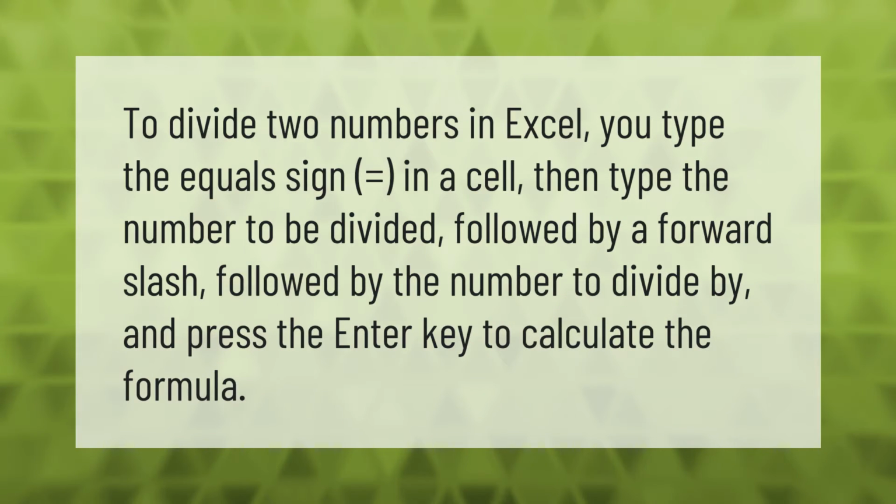To divide two numbers in Excel, you type the equals sign in a cell, then type the number to be divided, followed by a forward slash, followed by the number to divide by, and press the Enter key to calculate the formula.